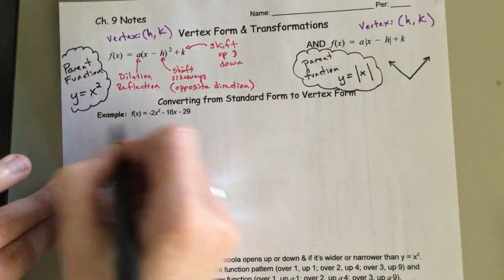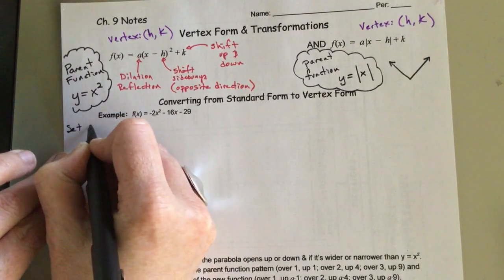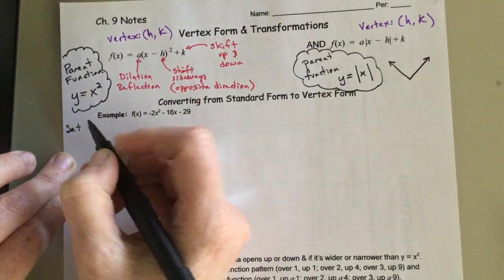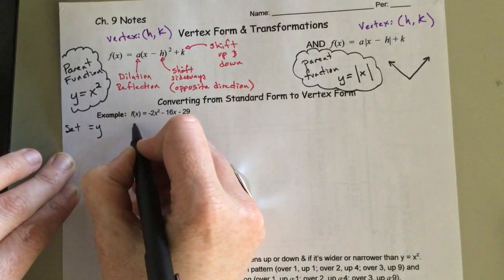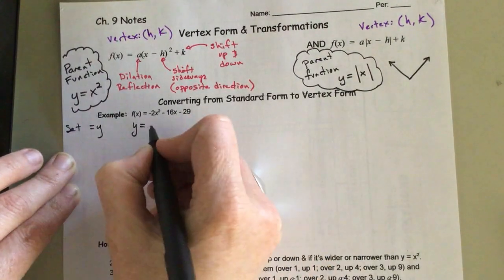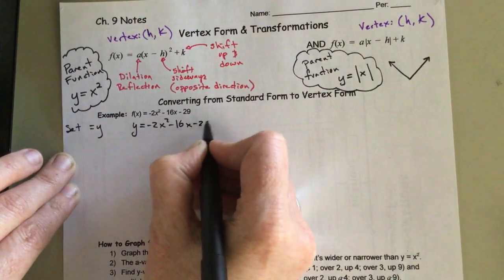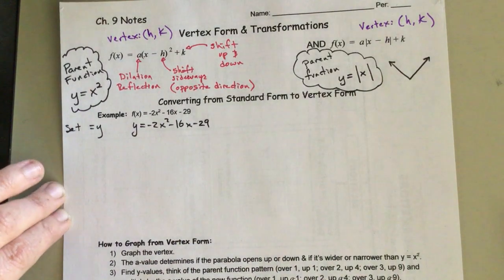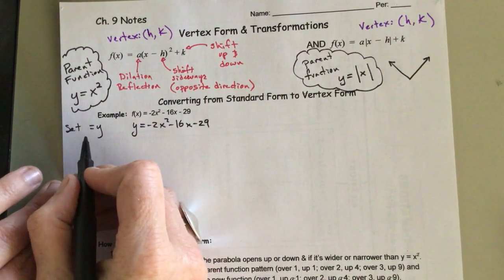We're going to start by setting this equal to 0. Oh, you know what? Don't. Just set it equal to y. So this is a y right here. y equals negative 2x squared minus 16x minus 29. Okay? And that's step 1.